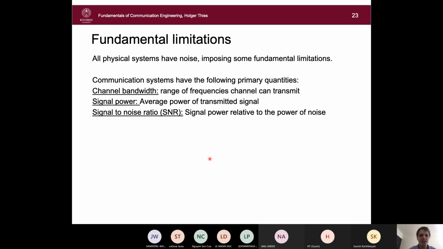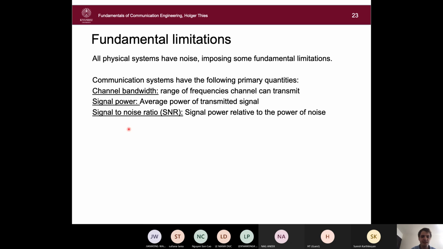To understand these limitations, we can look at the following quantities of a communication system. We can classify a communication system by those 3 things. The first one is the channel bandwidth, which is the range of frequencies the channel can transmit. There can be a limit on the highest and lowest frequency that can be transmitted through the channel, and the bandwidth is the range, so it's the highest frequency minus the lowest frequency. So the range of frequencies that can be transmitted.